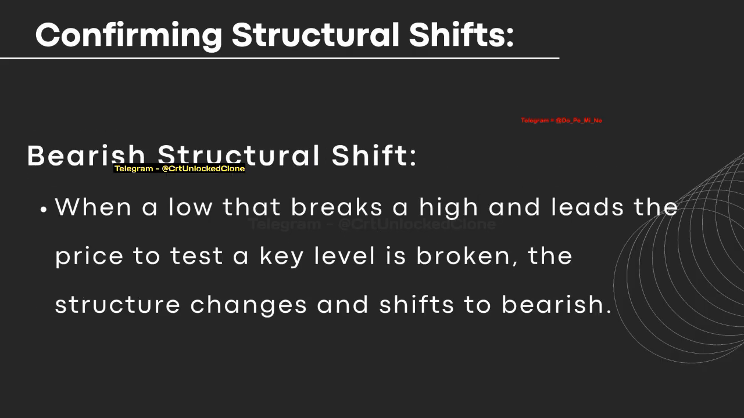Now moving on to the next slide, let's discuss how we can confirm a bearish structure shift while using all of the concepts in conjunction with the advanced market structure. What you're going to look for is the low that breaks the high and leads price to test a key level to be broken. Once that particular low is broken, the structure changes and shifts to bearish. Again, this only stands true if price tests the higher time frame key level and the next higher time frame objective or drawn liquidity is lower, and the shift happens at a key time. When the low that breaks the high gets broken, it results in a correct structural shift.